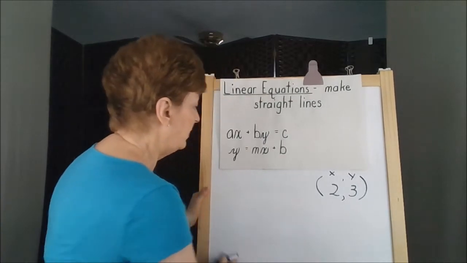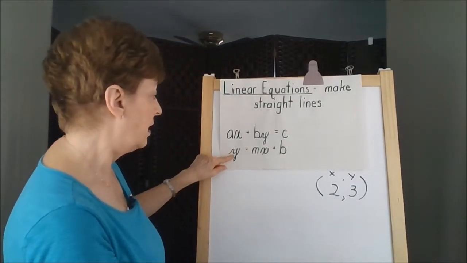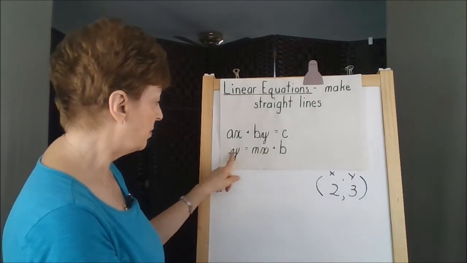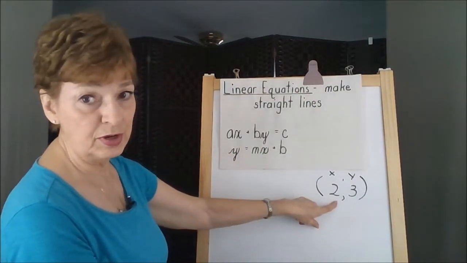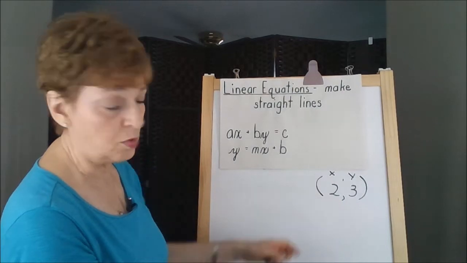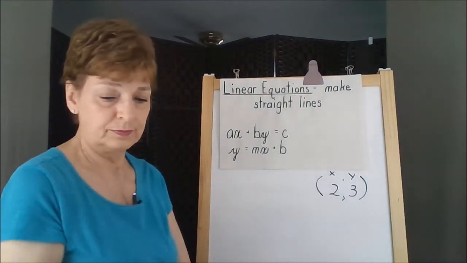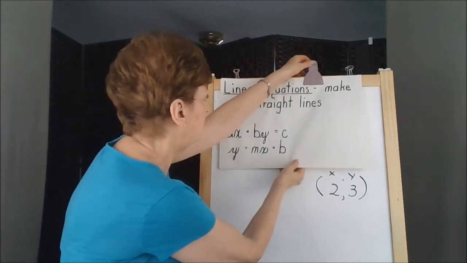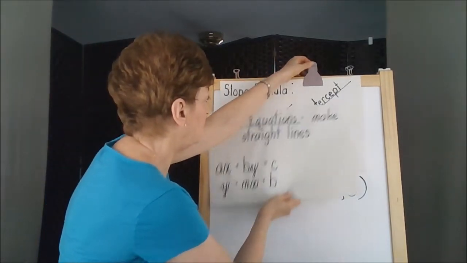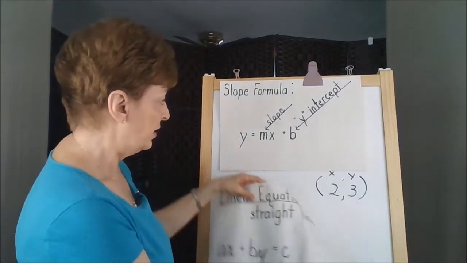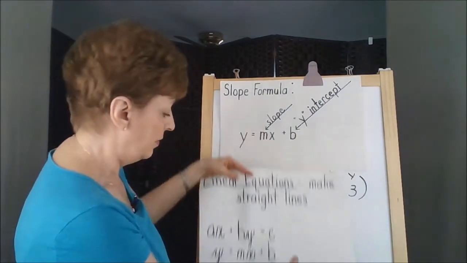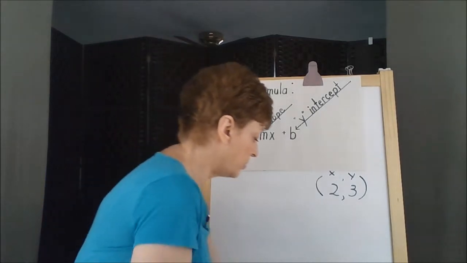If your formula is given to you in this way, y equals mx plus b, your x and your y terms, again, you get those values from your ordered pair. Now I'm going to just take the last formula, this one, and explain that one a little bit better to you. So back to your notes.